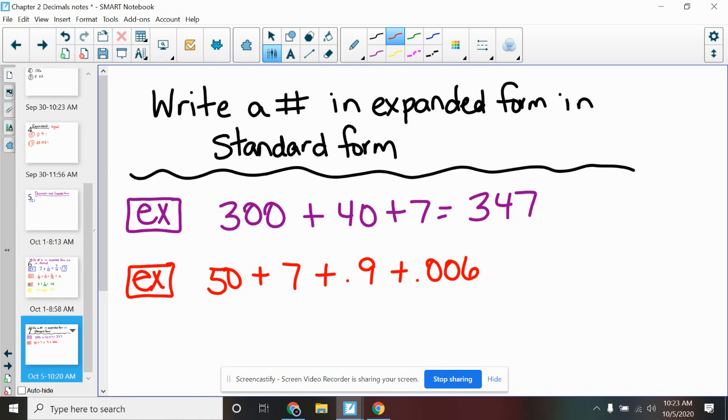Tessa, what's it going to look like? 57. Maybe, yeah. Hang on. Okay, 57. And 906. Excellent. 906 thousandths. Beautiful.